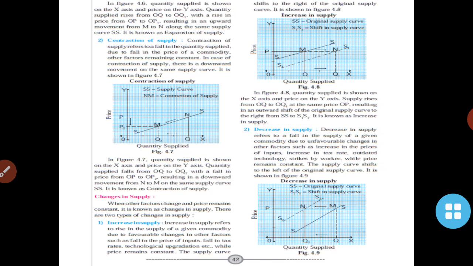Okay, the arrow is going supply curve to a down movement. Here in the contraction of supply, we can say the supply is going to a low level, so the price of the product is also falling down. The supply curve is shown in the figure 4.7.